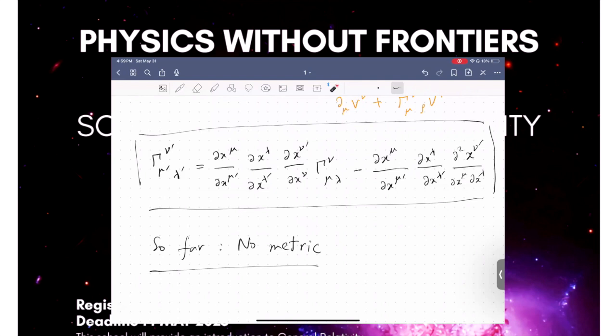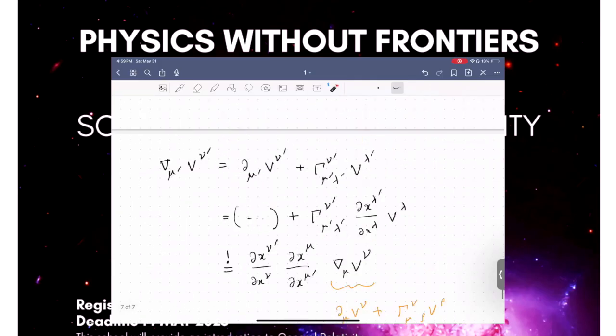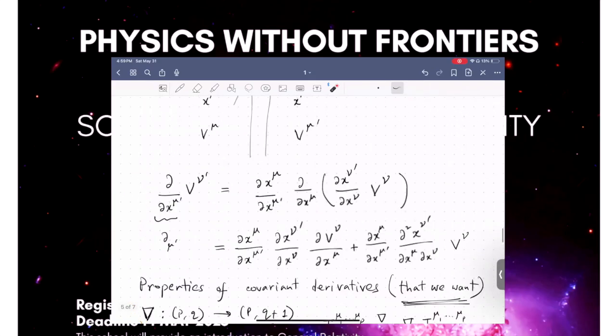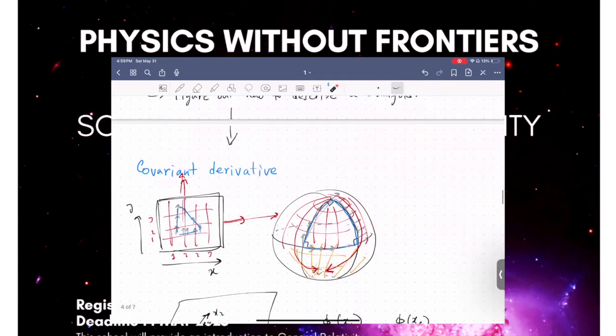Without a metric, you can define the notion of a covariant derivative. In particular, you can define the notion of parallel transport. And as we saw in this toy example, once you have parallel transport, you can detect whether your spacetime is curved or not. So this tells me that in order to define the notion of curvature, you do not necessarily need a metric, but you need a connection. Sorry, you need a covariant derivative.